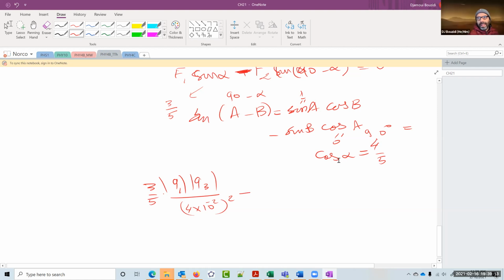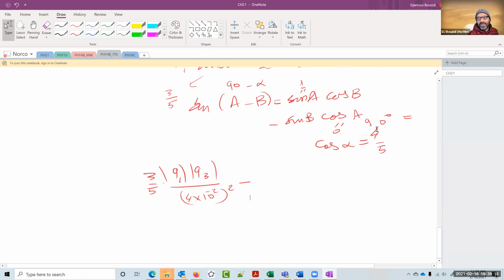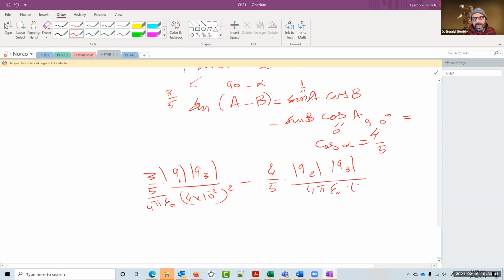Minus the sine of 90 degrees minus alpha, which is cosine of alpha, which is 4 over 5 again, times again the product of the two charges, Q2, in magnitude. We know it's sine already. We solved that issue already. Times Q3 divided by, I'm sorry, I forgot the 4 pi epsilon naught. 4 pi epsilon naught in here, times the distance squared, and the distance squared is 3 times 10 to the negative 2 squared equals to 0, okay?